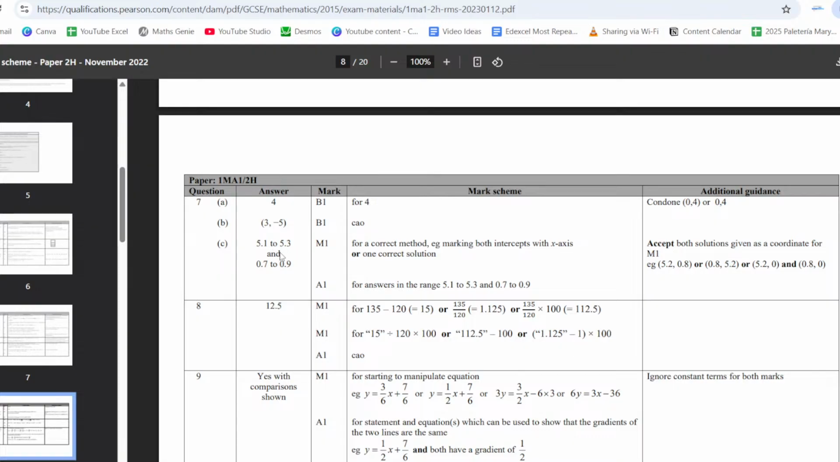So here, do you see they've given you a slight range? As long as you get anything between these two, then that's fine. If you put it to 2 decimal places, that's also fine. What else have they said? For a correct method, e.g. marking both intercepts on the x-axis, or for one correct solution. So if you get one of them right, you'll get 1 mark. If you obviously get both of them right, you'll get the 2 marks. They've said here they'll accept it if you give it as a coordinate. So as you've said, in coordinate format, obviously your numbers are different, but that's fine. You're still within the range. They said they'd allowed the coordinates, so you would get the marks for yours.